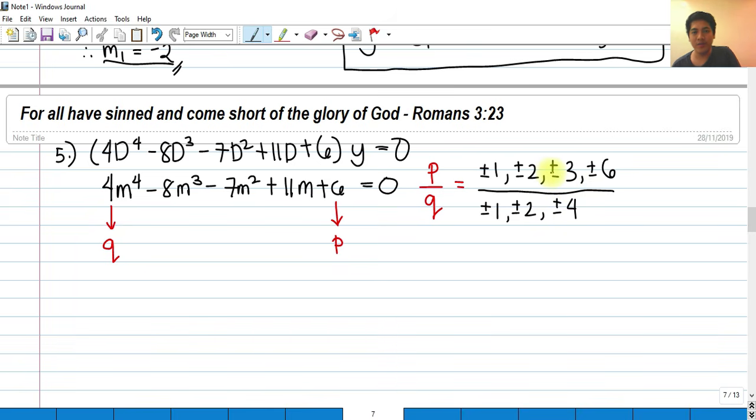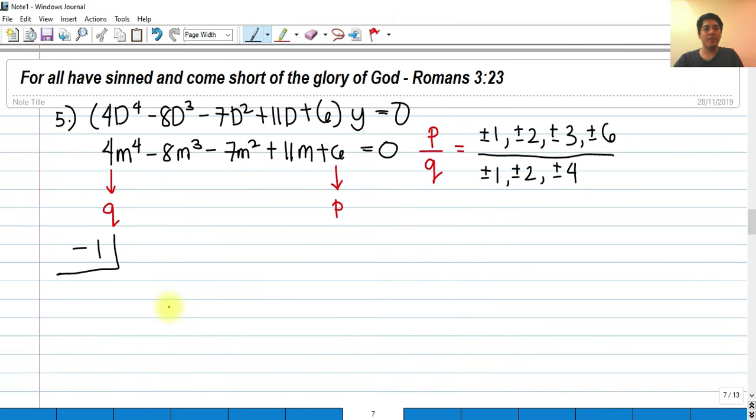If you're lucky enough, you can pick a number here divided by this, and you're going to have a root. So let's try -1. If I pick -1 on the numerator over +1, that is -1. That's one possible root. Again, copy the constants. We have -8, we have -7, we have 11, we have 6.